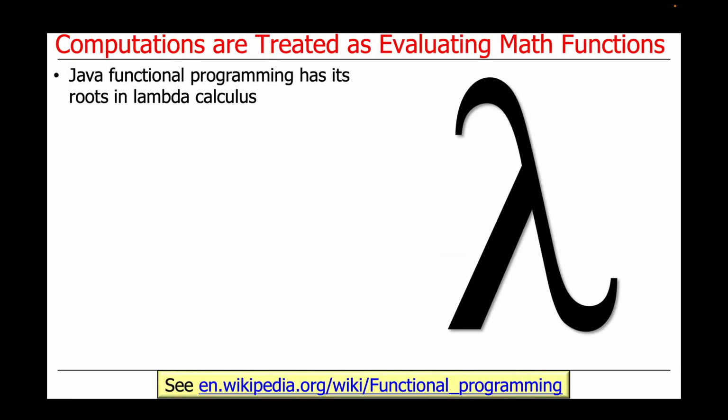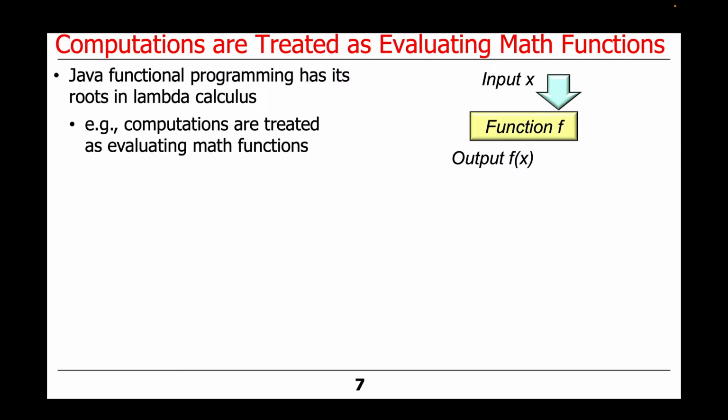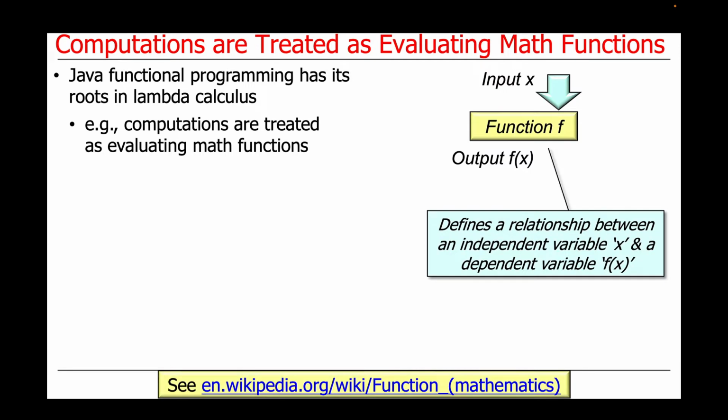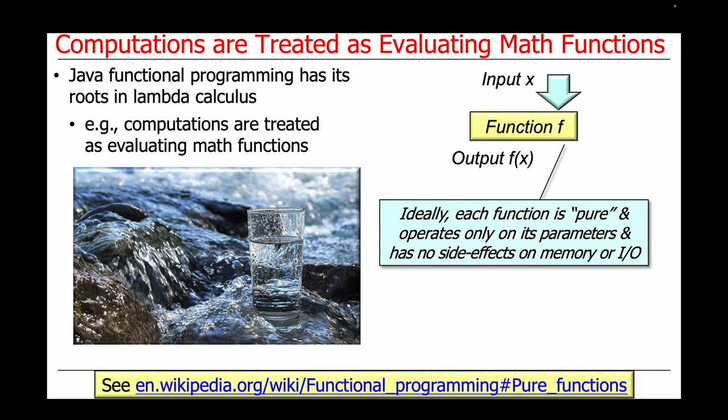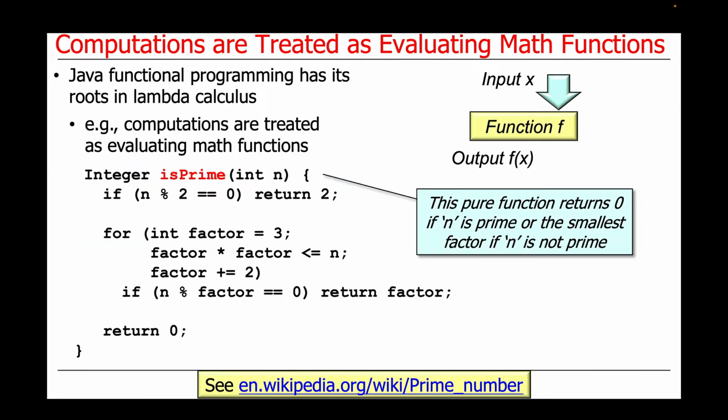Java functional programming has its roots in a formalism known as lambda calculus. And one of the key themes in lambda calculus is that computations are treated as evaluating math functions. A math function, as you undoubtedly know from early days of math when you were in elementary school, finds a relationship between an independent variable x and a dependent variable f of x, which applies the function f to x to get an output. Ideally, each function in functional programming is pure, which means it operates only on any parameters passed to it and has no side effects on memory or input-output. It just returns results. Here's an example of a pure function.